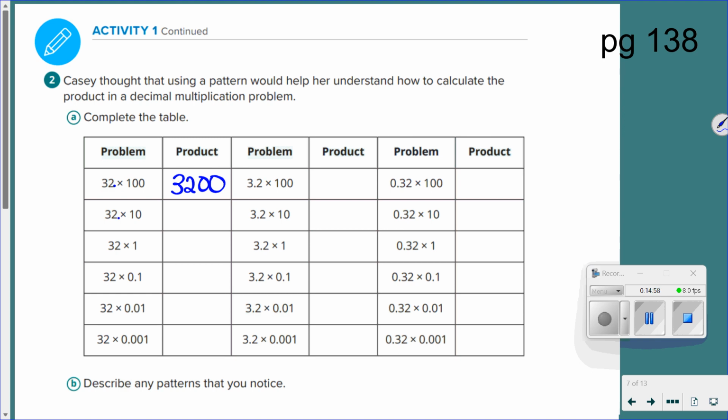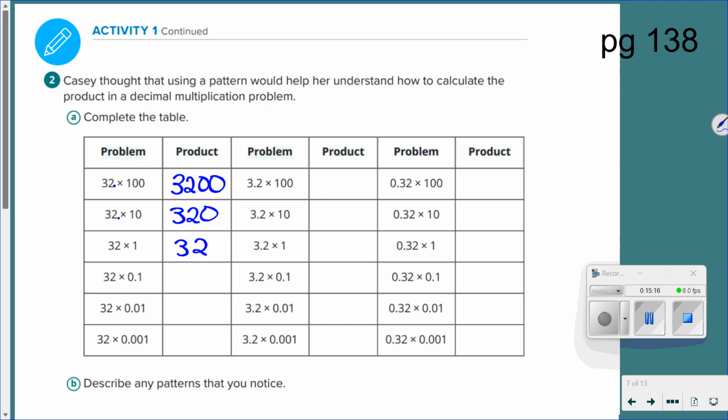All right. Again, my decimal place is always after my 1s. And now I'm multiplying by 10, which is still a whole number. So is my decimal going to move to the right or to the left? How many times? 1. And I get 320. I am multiplying by 1, so it stays the same.